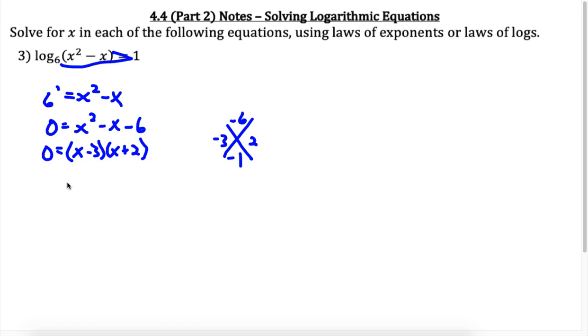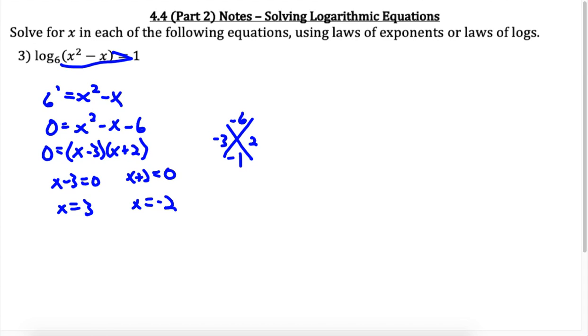And we'll go ahead and solve. So setting this equal to 0, I would add the 3 over and get x equals +3. Here, setting this factor equal to 0, I would subtract the 2 over and get x equals -2. So we get two solutions here.